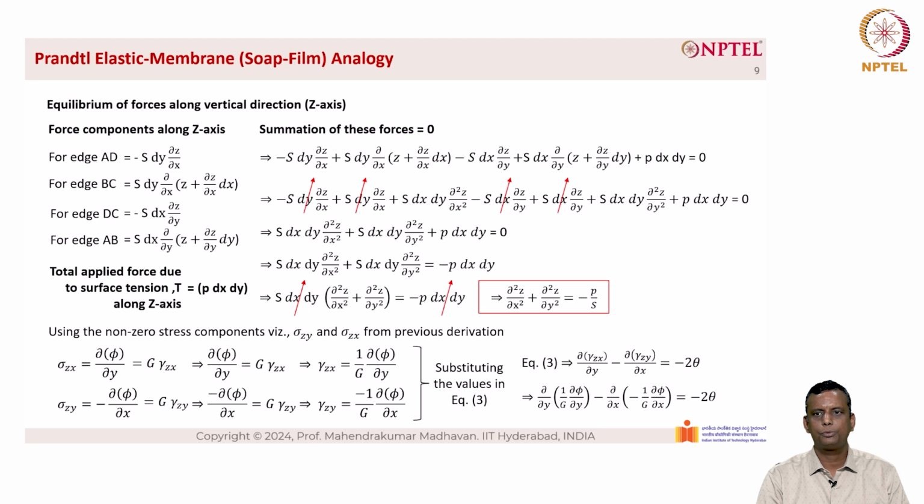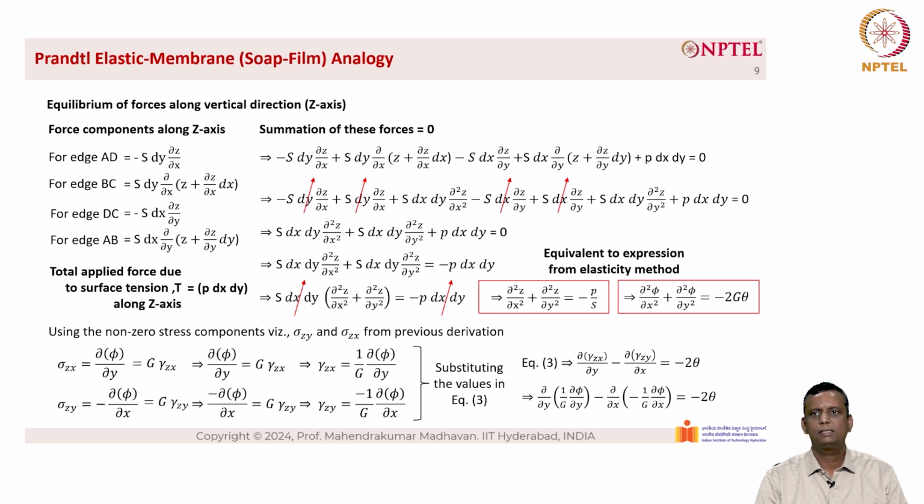So when we substitute that, we have ∂/∂y of (1/G ∂φ/∂y) minus ∂/∂x of (-1/G ∂φ/∂x) equal to -2θ. So this again boils down to ∂²φ/∂x² + ∂²φ/∂y² = -2Gθ, because the G goes to the other side. So we can see that these two equations are quite analogous. So this is an equivalent expression from the elasticity method.